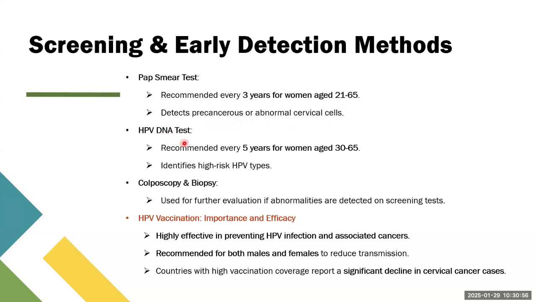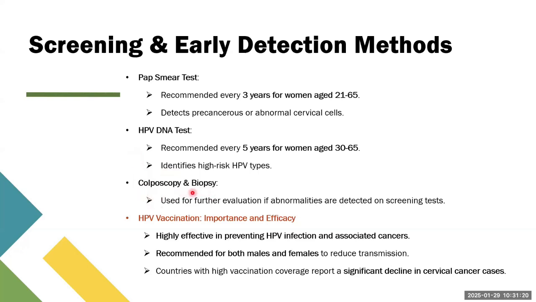The next type of test is the HPV DNA test. It is not as common as the pap smear test, but it is recommended every 5 years for women aged 30 to 65. It identifies high risk HPV types. Basically, it is a more specific test for the high risk types such as HPV strains 16 and 18. Then comes the colposcopy and biopsy.